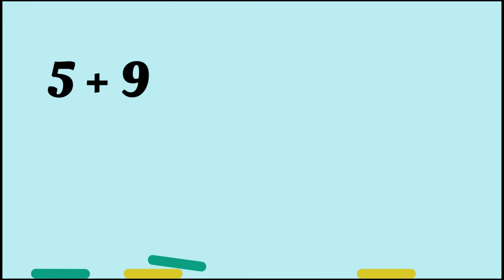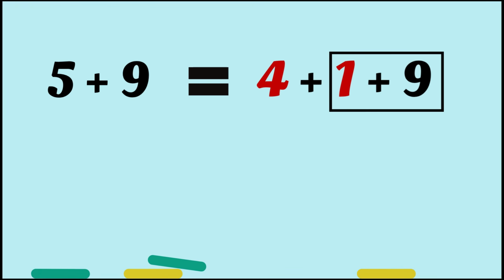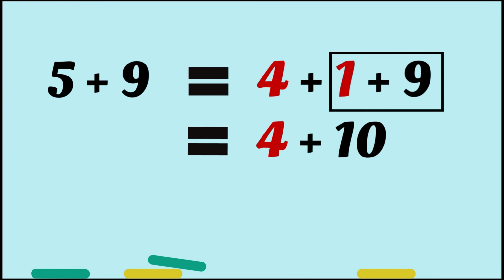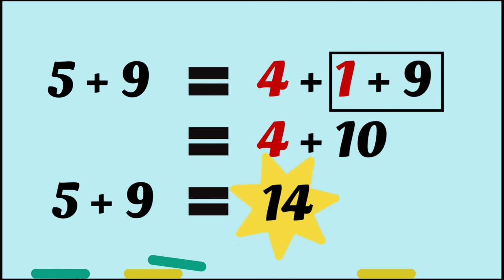Next up, 5 and 9. 9 and 1 is 10. Then we break the 5 into 1 and 4, add the 1 to 9, which already made 10. Then 10 and 4 make 14. So 5 and 9 makes 14.